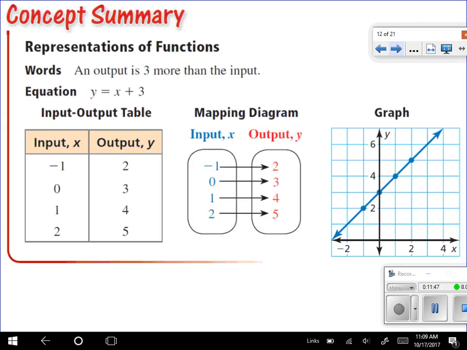Okay, so this is kind of our concept summary. Representation of functions, this is in your journal as well. Kind of gives you some words, it gives you equations, it gives you an input-output table, and graphing. Okay, we talked a lot about these functions yesterday and how those look. Now we're looking specifically at linear functions, so it's good to remind us what a function is. Okay, a function has exactly one output for every input.